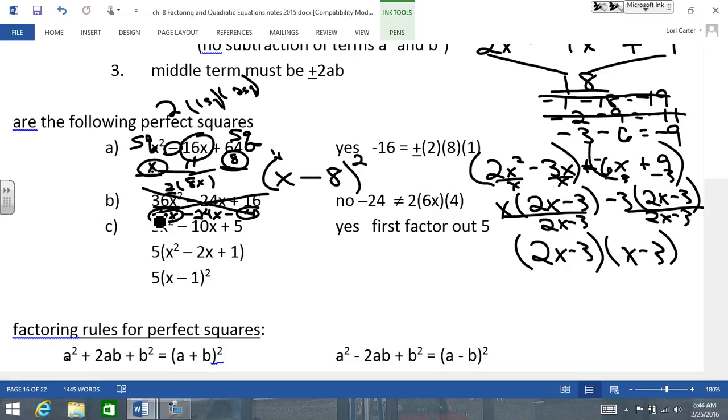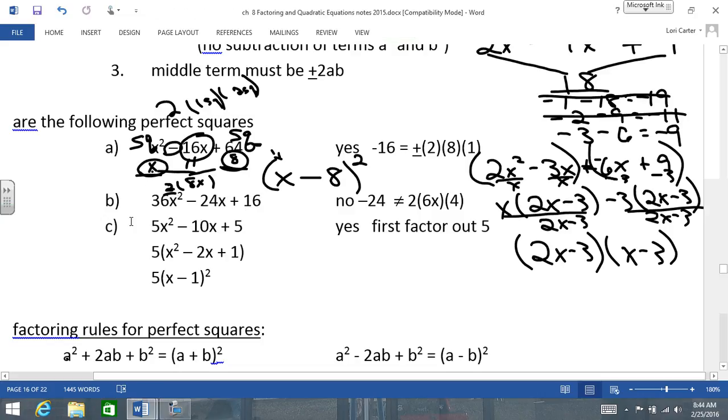This guy's a cheaty one. What's wrong with him? They're not in order. They are in descending order, but what do you see between 5, 10, and 5? Should we have taken out something first? We should have. 5, 10, and 5 have 5 in common, and we have to do that every time. So we take out the 5. He goes in front, so I'm going to ignore him now. x squared minus 2x plus 1.